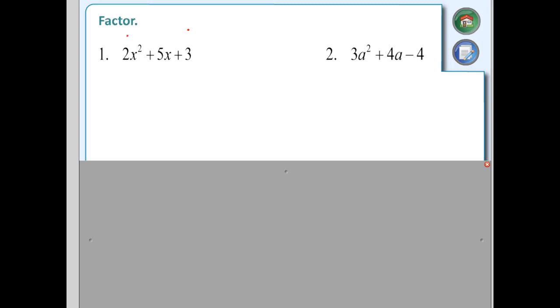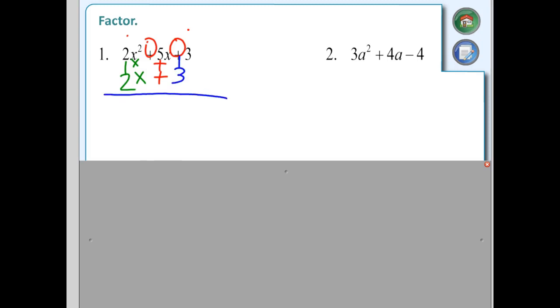So how do we do that? Well, remember, we're going to figure out what are the factors of 2. And my factors of 2 are 1 and 2. What are my factors of x squared? Well, that's easy. That's x and x. Now, let's look at our signs. If both of the signs in my trinomial are plus, then both of my signs need to be plus. And now I need the factors of 3. Well, the factors of 3 are 1 and 3.